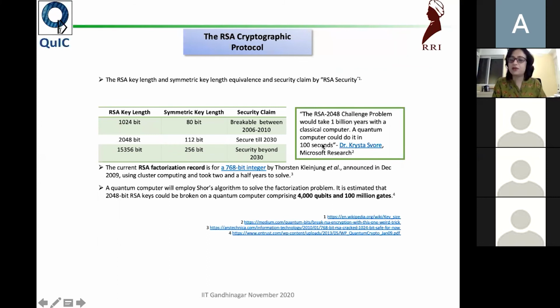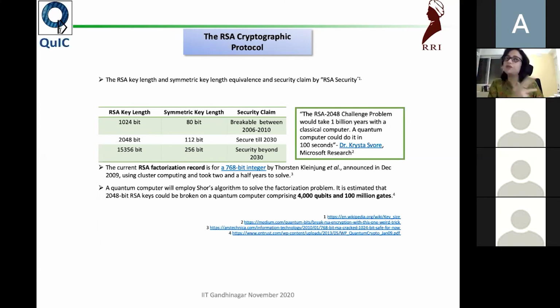But please take it with a grain of salt, because a quantum computer which will be able to do this using Shor's algorithm, it is estimated that this could be broken on a quantum computer comprising 4,000 qubits and 100 million gates. And we are not there yet. We don't yet have that many qubits and that many gates functioning in the quantum computers that currently exist in the world. But that doesn't mean that we have reason for complacency, because today we don't have it, but the research is progressing at such a super exponential rate that we should be having it in a few years' time.